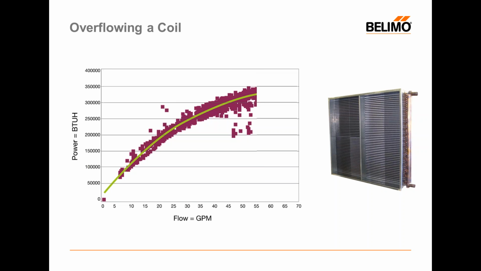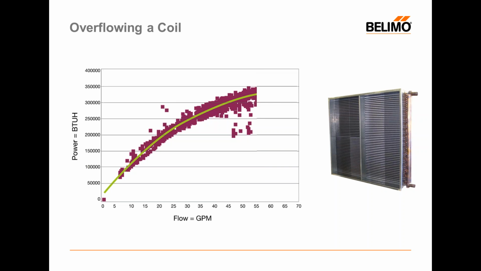I guess it would have a lesser slope to it. It's not really flat, but it's certainly flatter than it was at the beginning. But what happens if we overflow a coil? So in this case, let's say this coil is rated for 55 gallons a minute and produces 325,000 BTUH, or somewhere in that neighborhood.